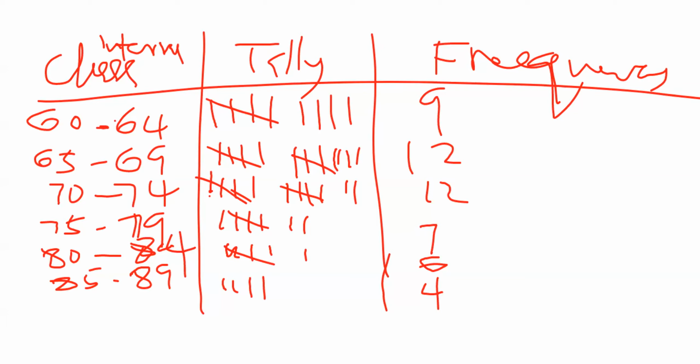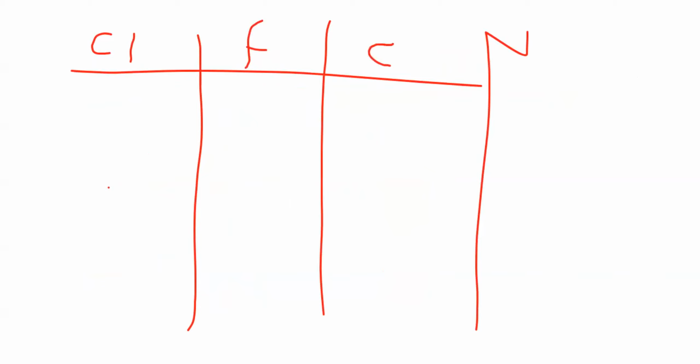So we take the table again. The table is still the same. But this time around, we're having the class interval also there, this frequency here, and this is the cumulative frequency. So we're still having 60 to 64. Now remember our frequency then was 9. There will also be 9.